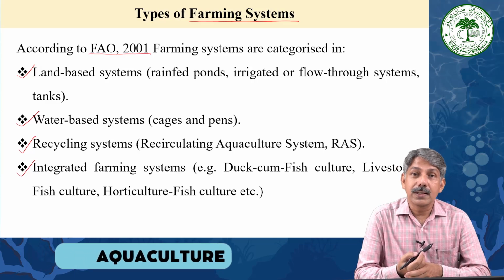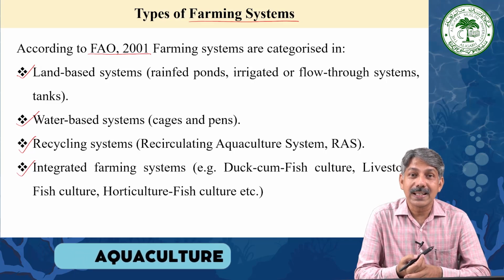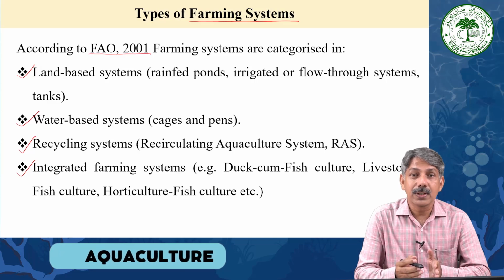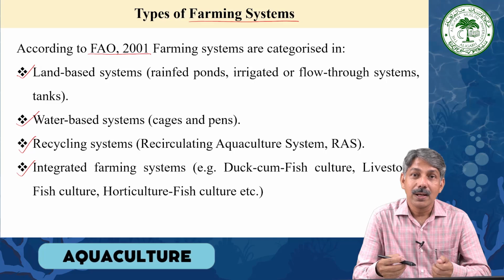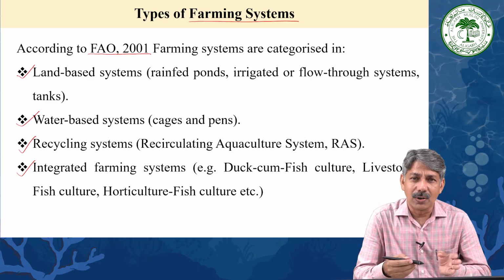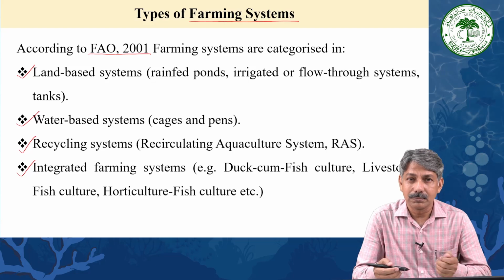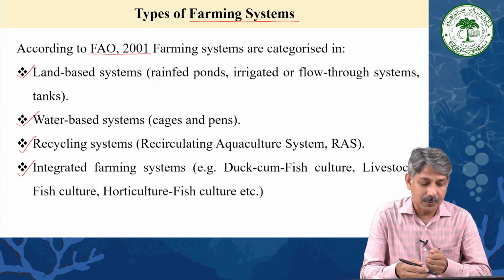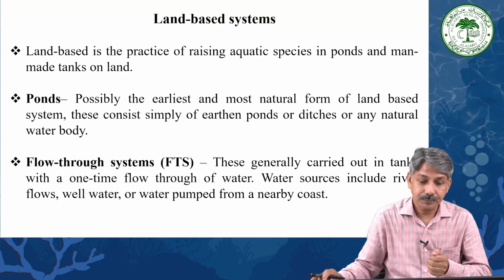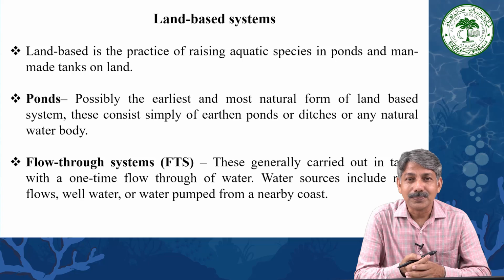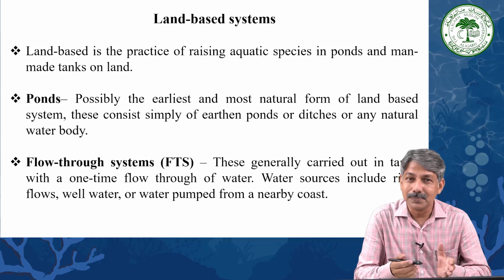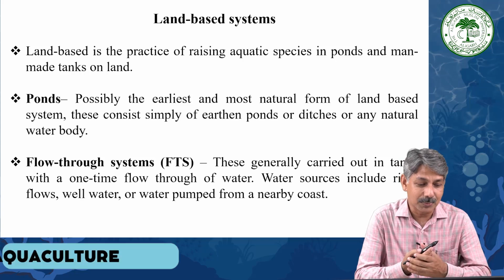Then the last one is integrated fish farming systems. Here what we do is usually integrate the culture of fish with some other culture, with some other farming. For example, we can raise ducks or poultry, and we can also go for cattle farming, or there are many other types we may discuss later. Let's have a brief overview of these systems one by one.